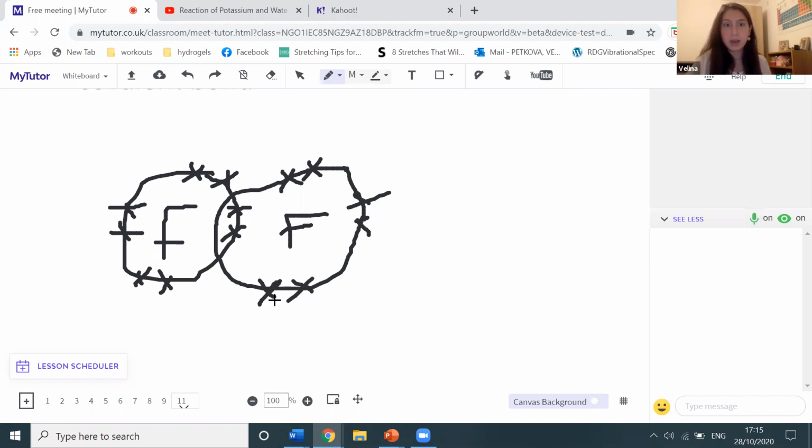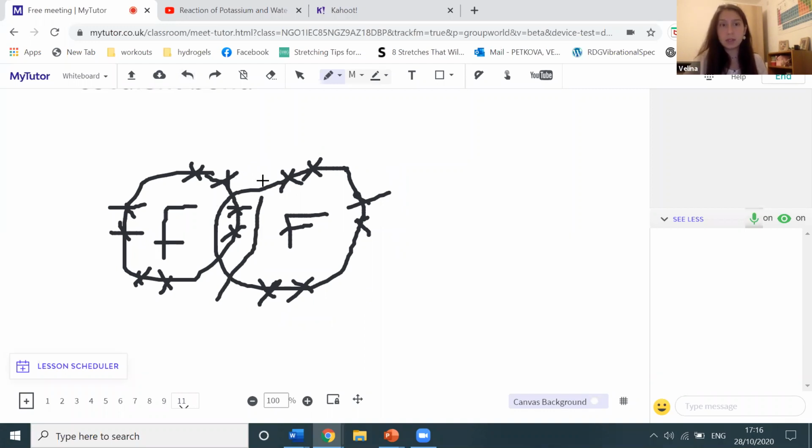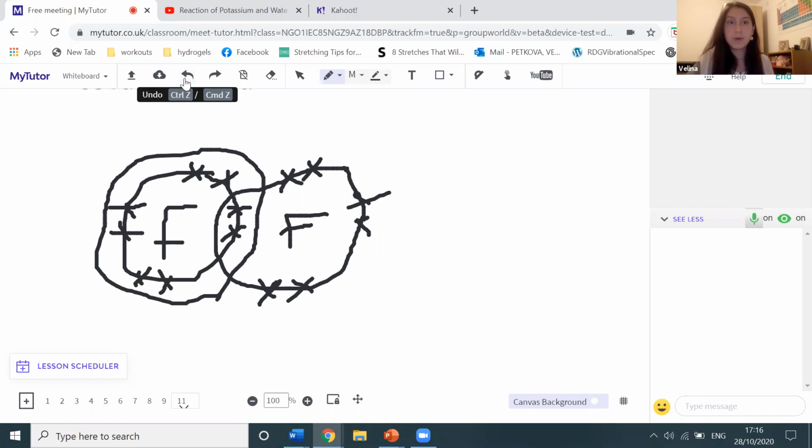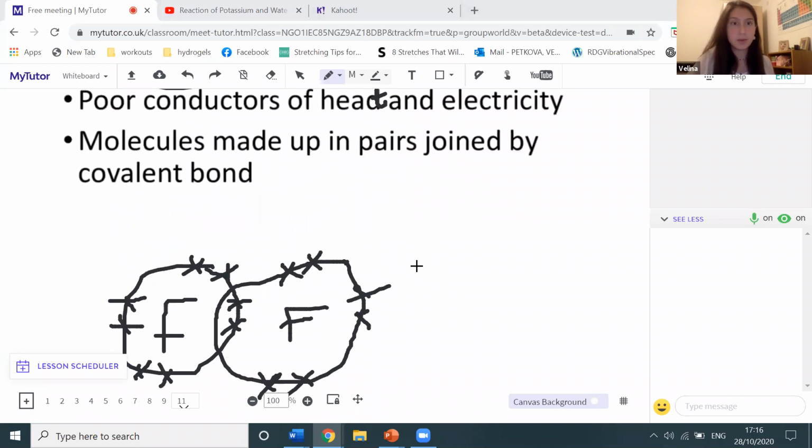Now, if we count up the electrons in just this individual fluorine, we're really happy because we have 8, which is a stable configuration. And if we count up the electrons in the other fluorine, that's also 8 electrons in its outer shell. So both of these are now happy as they have stable noble gas configurations. That's why your halogens always come in pairs.